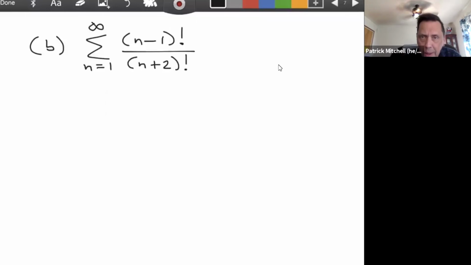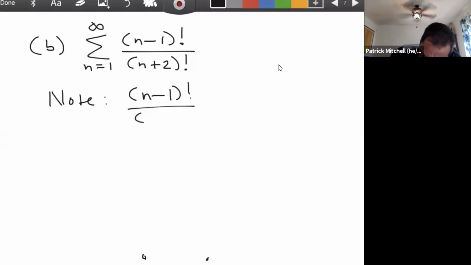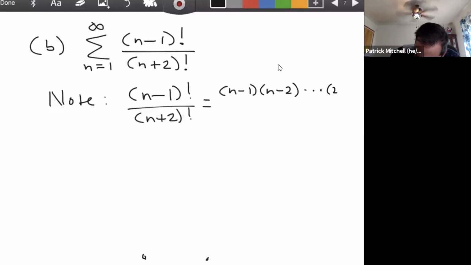So let's just pull out that general term. I'm going to say n minus 1 factorial over n plus 2 factorial. All right, we know n minus 1 factorial means n minus 1 times n minus 2 times every smaller number until you get to 1.